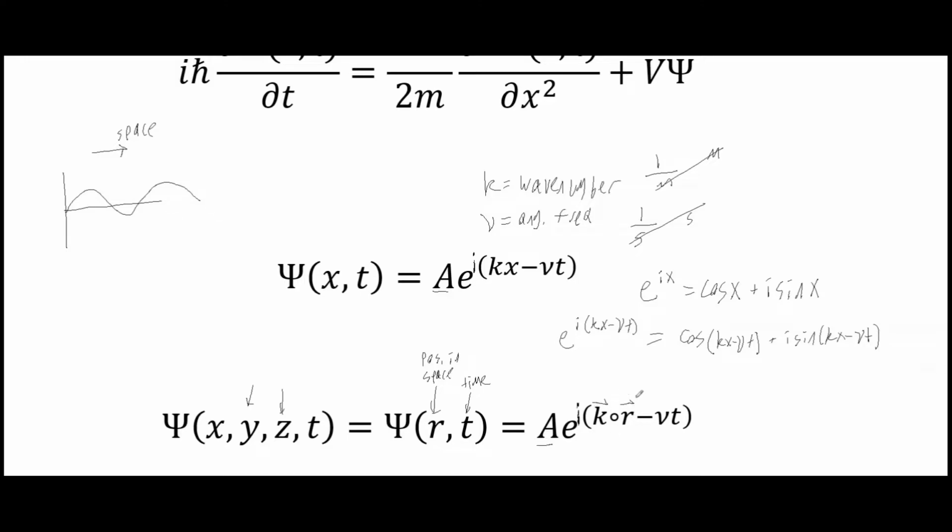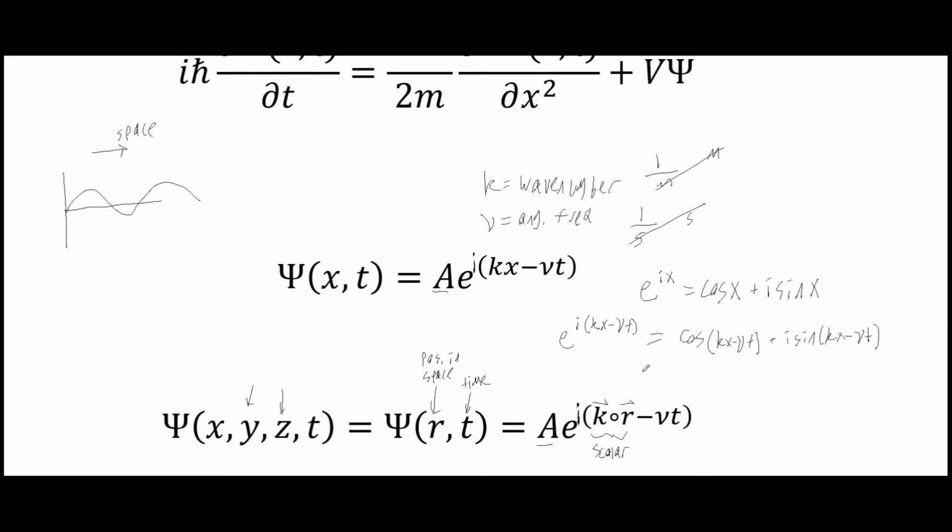But we have this dot product here, which if you remember your calculus, gives us a scalar as a result. So we just have a scalar minus this scalar again.